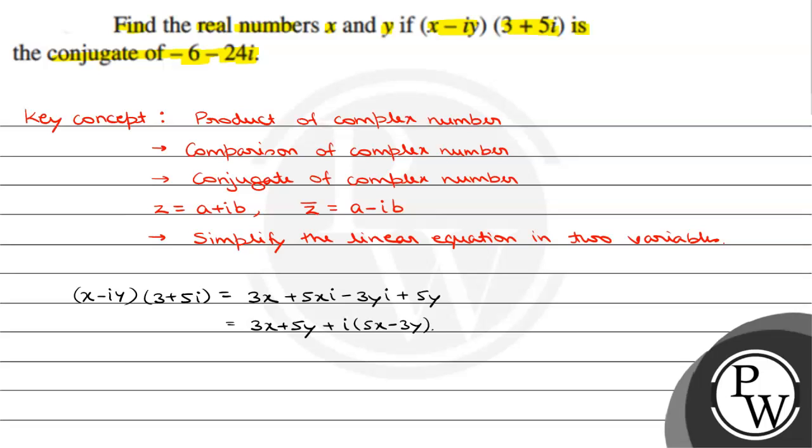So we have got the real part of the complex number and the imaginary part of the complex number. Now we have to find the conjugate of minus 6 minus 24i. As I told you, for finding the conjugate of any complex number, we only need to change the sign of the imaginary part. So the conjugate of minus 6 minus 24i is minus 6 plus 24i.